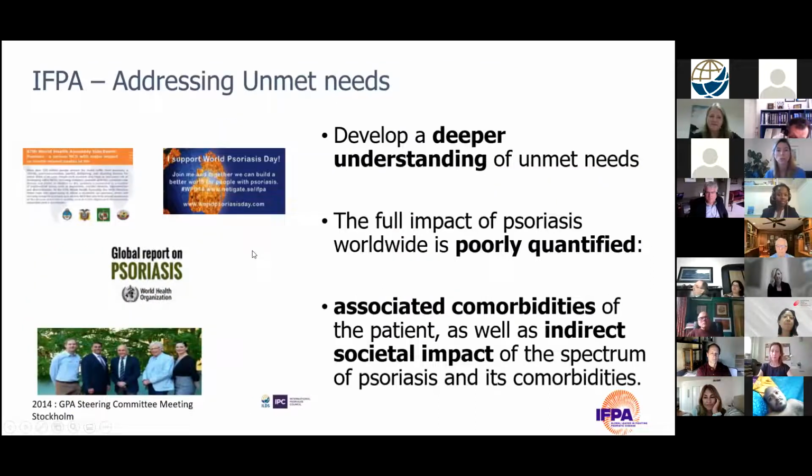Next slide, please. This then culminated in the need to address these unmet needs, where the resolution was brought to the WHO by member associations. I commend the member states who were very strong in supporting IFPA and lobbying for the global psoriasis resolution. The question requested was: what was the full impact of psoriasis? This was poorly quantified back then, with a lack of that picture.